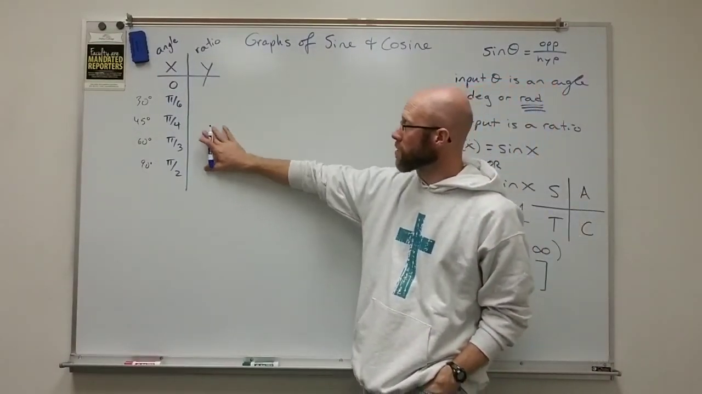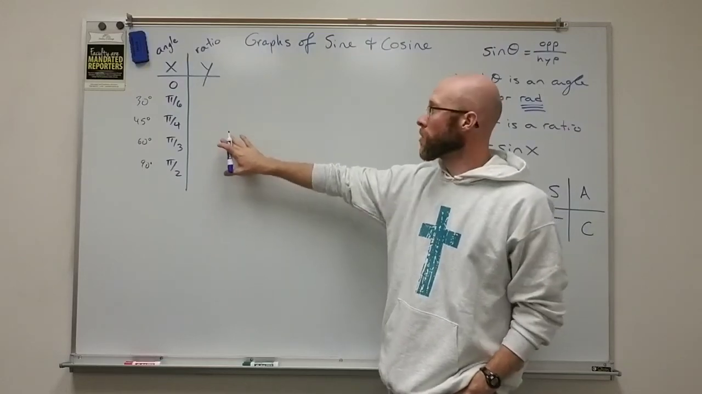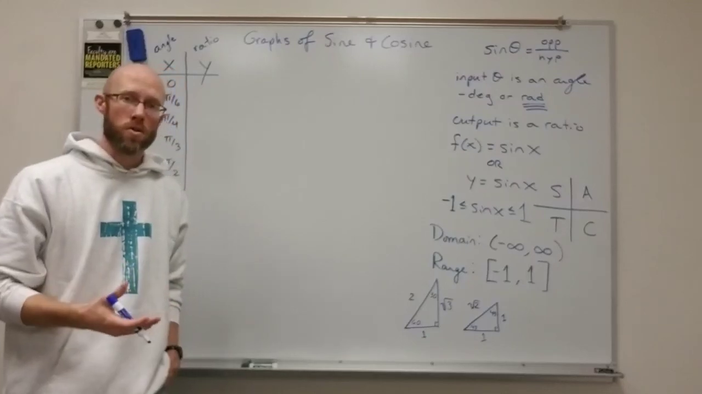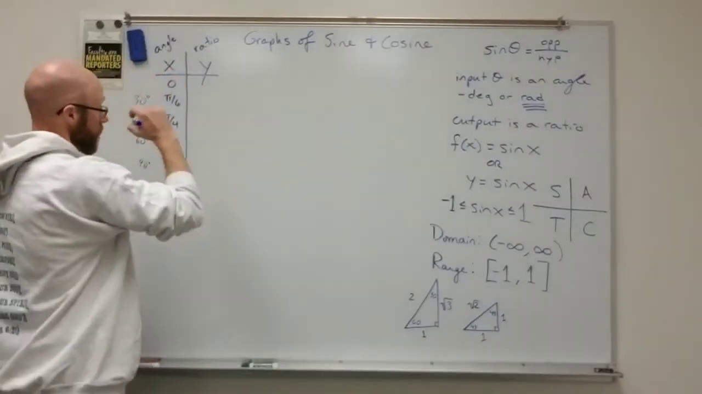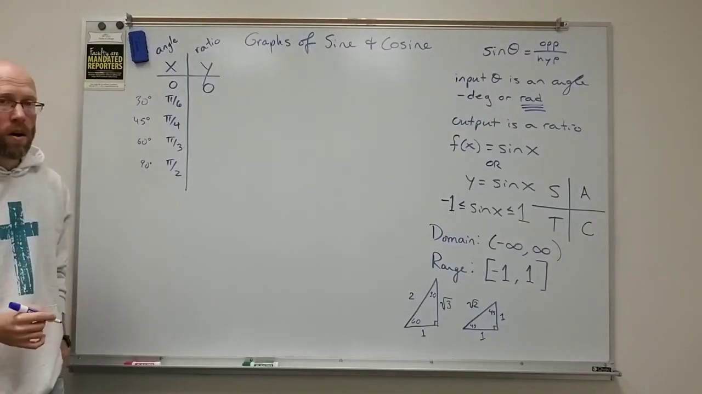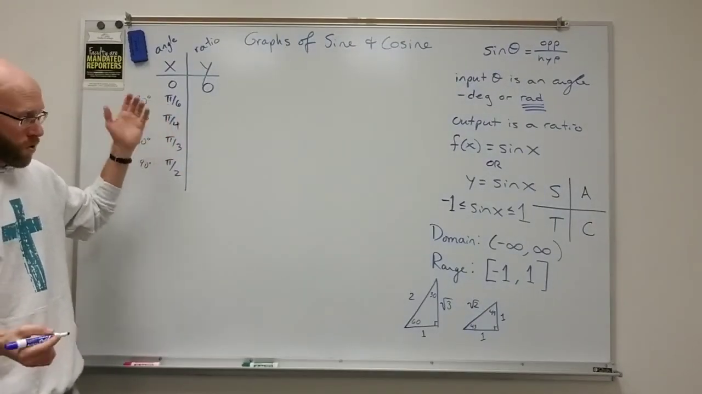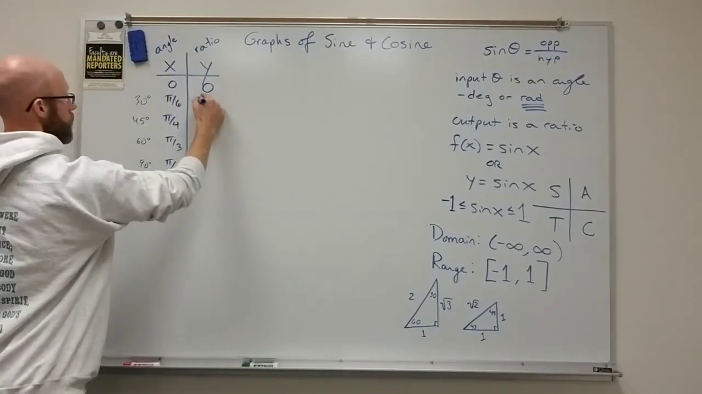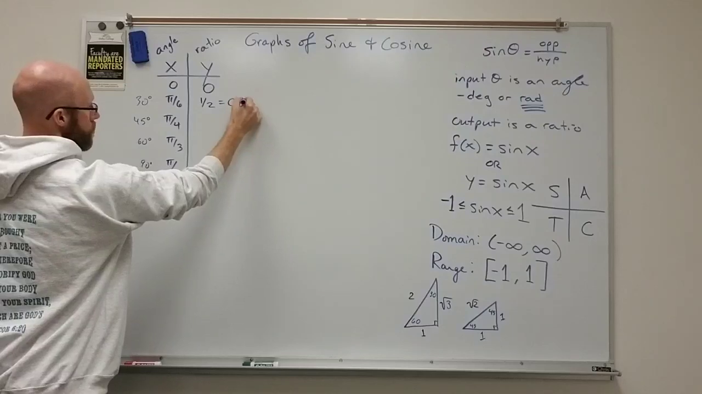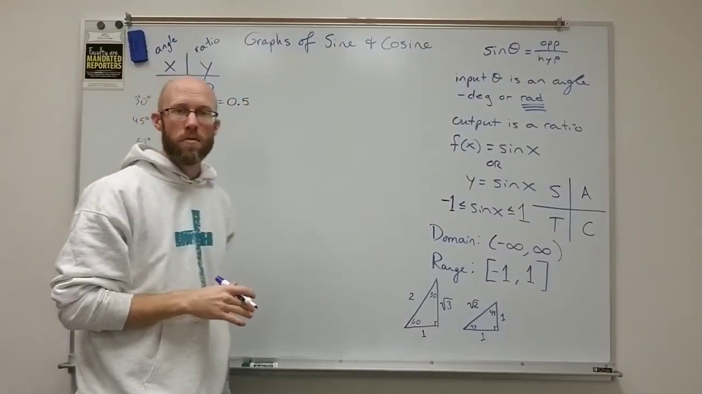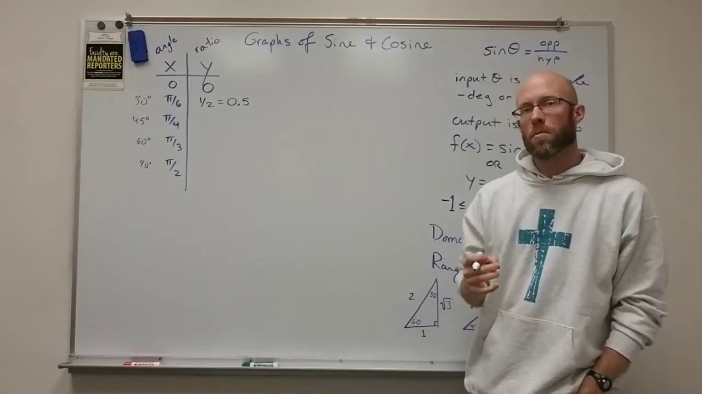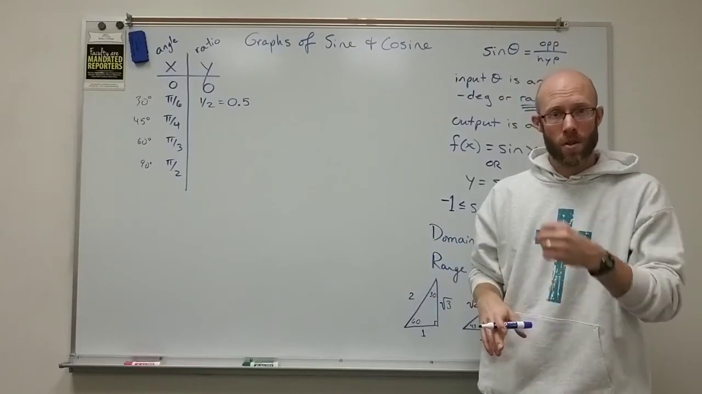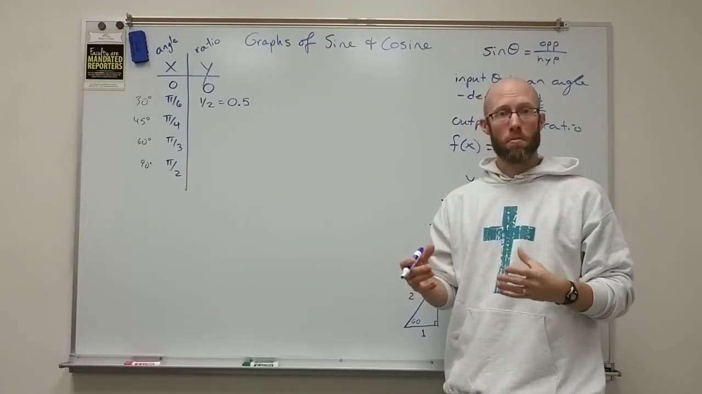Now we're just going to look at the outputs. We know that the sine of 0 is 0. We dealt with that when we looked at the unit circle in a previous video. The sine of pi/6, or 30 degrees, is going to be opposite over hypotenuse. That's 1/2, or 0.5. There's a reason I'm going to convert these all to decimal form. It's a little bit easier to plot the graph of a decimal than it is to plot the graph of, say, a square root of 2 or something like that. So when it's in decimal form, we can plot it easier.